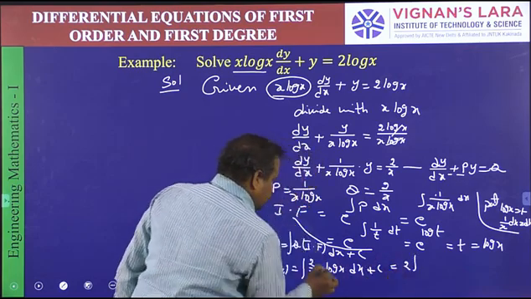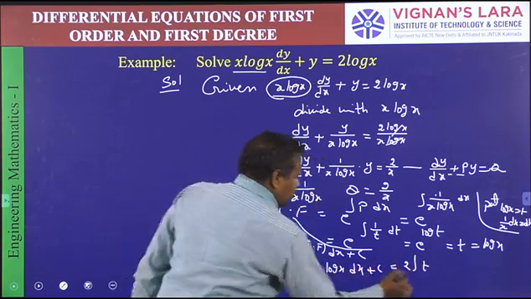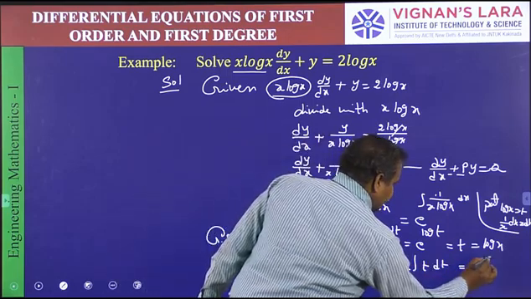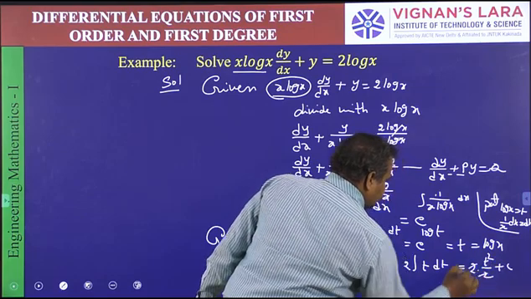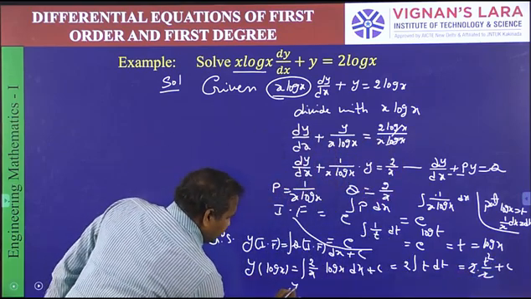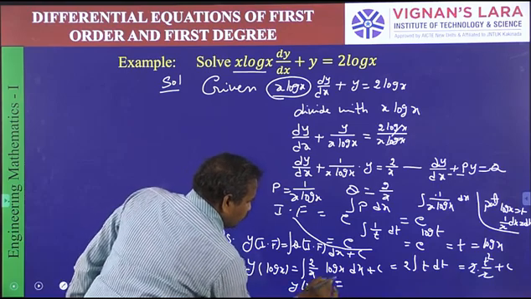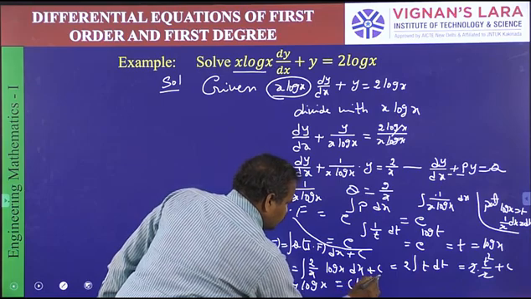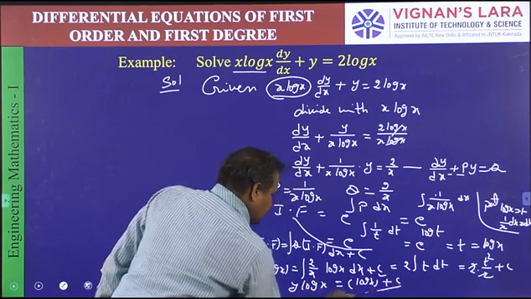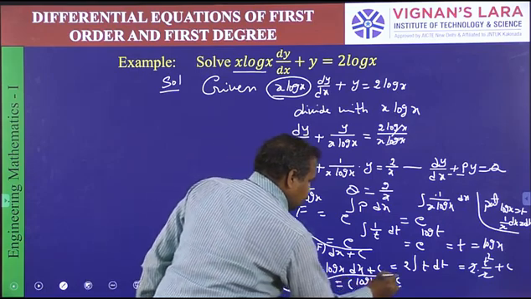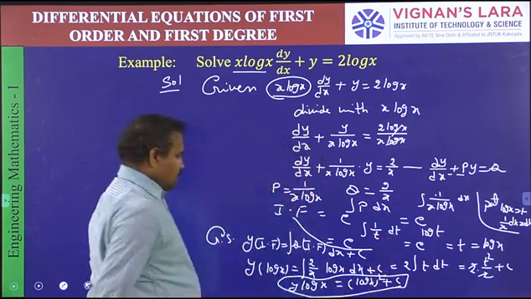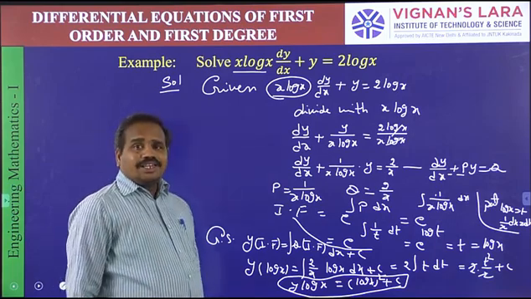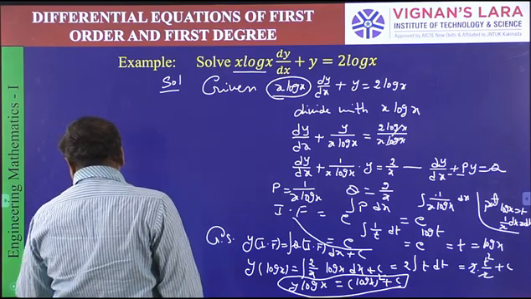Then this one is integral t dt, which is t square by 2 plus constant. The 2 cancels. The left hand side is y log x is equal to t square. What is the value of t? Log x. So y log x is equal to log x whole square plus constant. This is called the general solution. Like this we have to calculate the general solution of a linear differential equation.